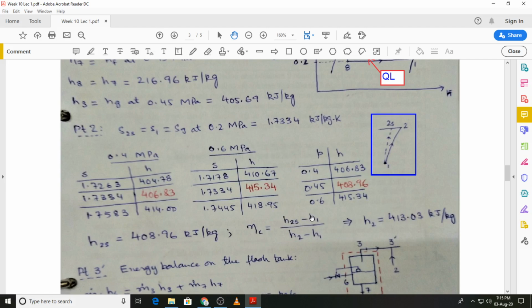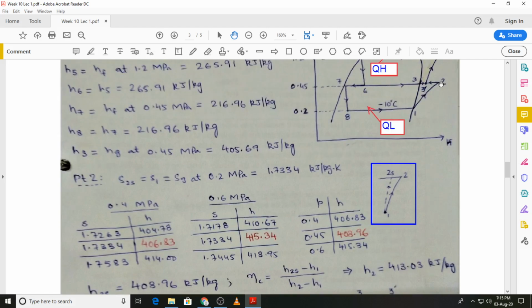So this represents the specific work of compression if the process was isentropic, and H2 minus H1 represents the work of compression under actual conditions. So we have H2s is known to us, H1 we have already worked out, and the isentropic efficiency of compression is also given, so the only unknown is H2, which comes out to be 413.03 kilojoules per kilogram, and obviously we expect it to be higher than the enthalpy for the process if it were isentropic. So that is how we can find out the enthalpy at point 2.